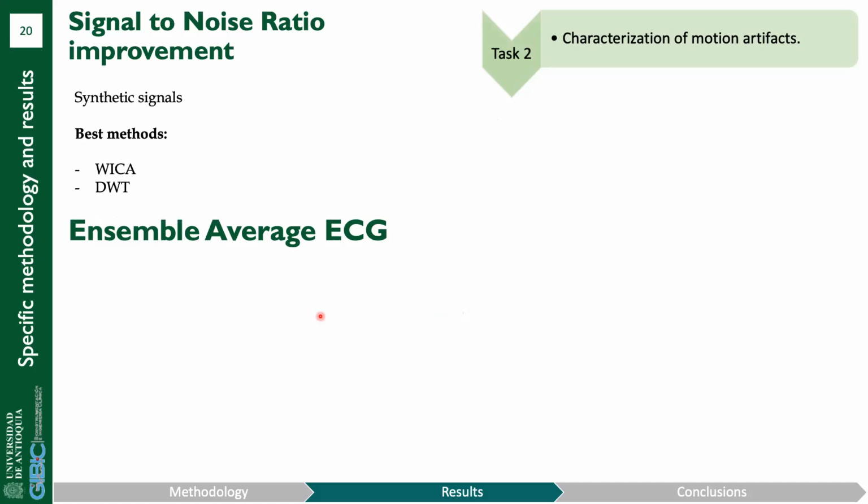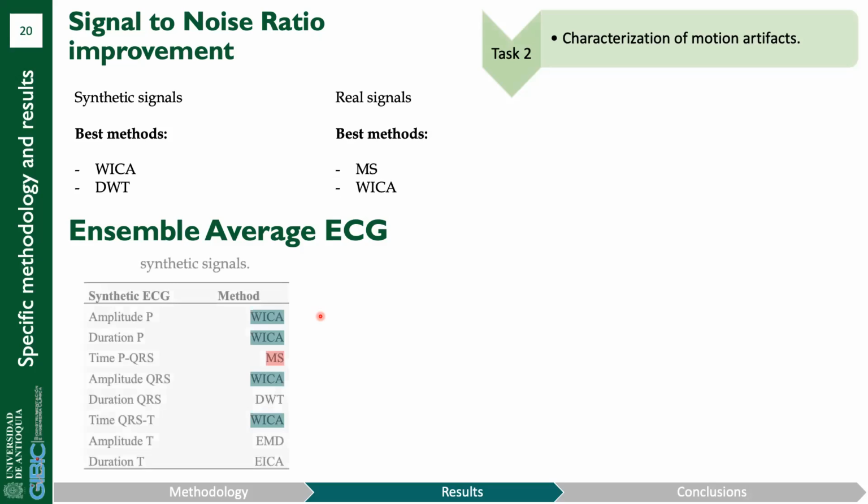After we make the evaluation, we evaluate the signal to noise ratio as is proposed in the state of the art, and we found that in the case of the synthetic signal, the best result is obtained with the wavelet ICA method and the discrete wavelet transform. But in the case of the real signal, we obtain a different result. The best result is obtained with the modulation spectrum filtering and the wavelet independent component analysis.